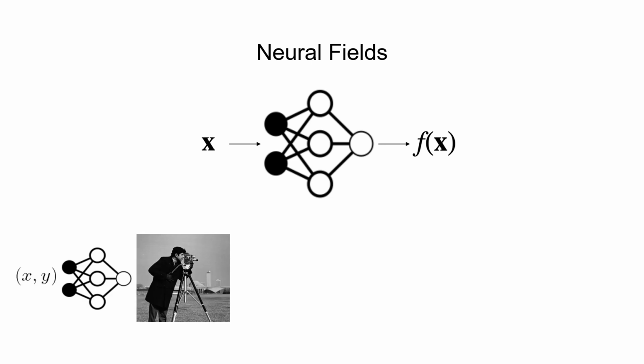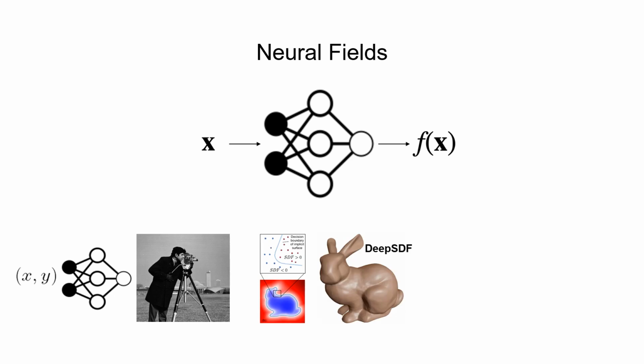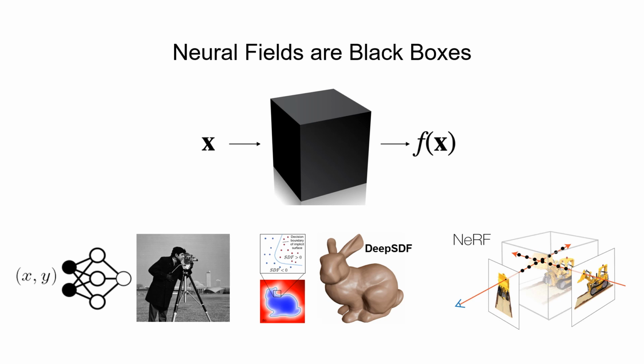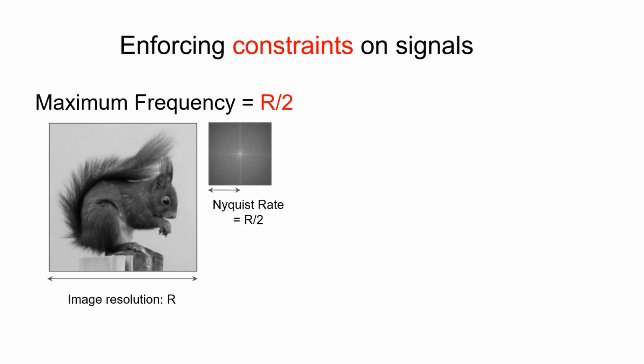Neurofields have shown remarkable success in a variety of applications, such as image fitting, 3D reconstruction, and novel view synthesis. However, current methods treat neurofields as a black box, meaning that one can only obtain information about a neurofield by querying it with spatial coordinates. This hinders many potential applications of neurofields.